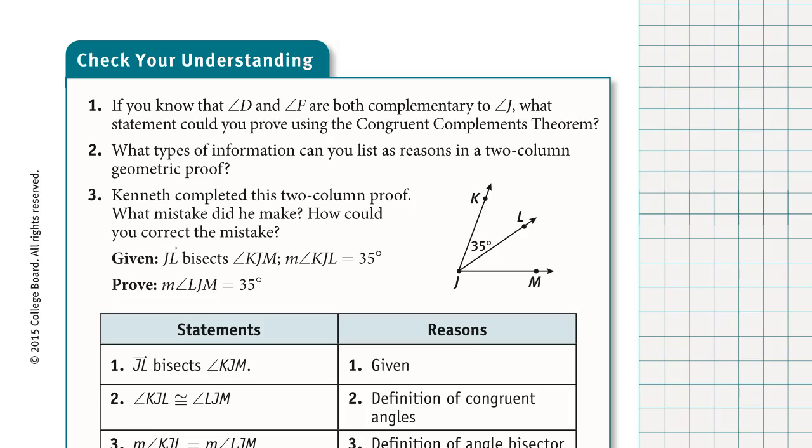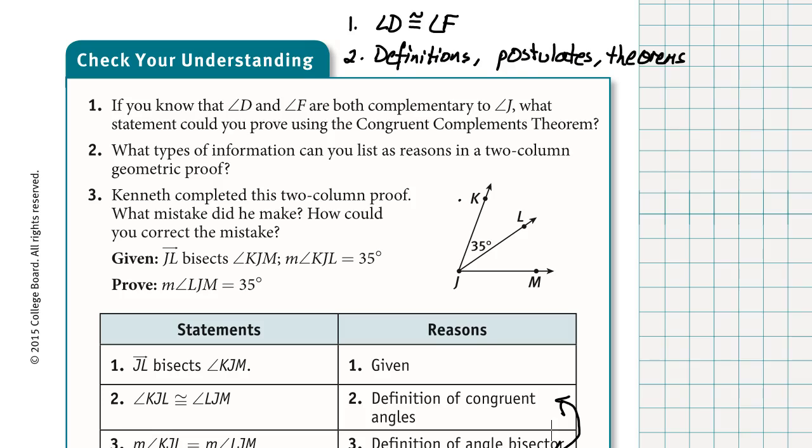Here are some check your understanding questions. I'll pause the video for you to solve all these. Number 1, if we know that angle D and angle F are both complementary to angle J, what statement can we prove using the congruent complements theorem?